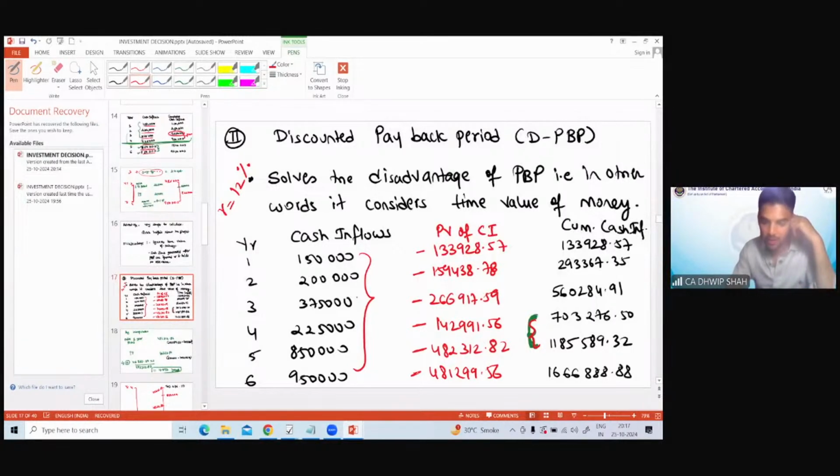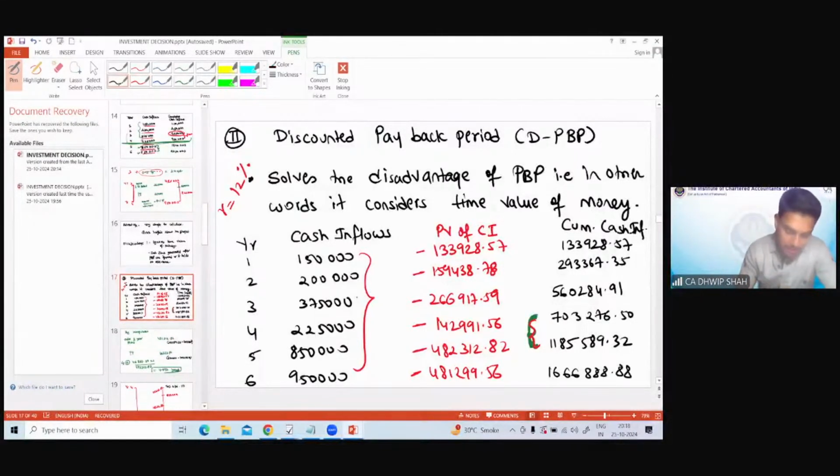The payback period ignores time value. It does not calculate present value. It directly takes cash flows to get cumulative cash inflows. But under discounted payback period, it considers the present value and then calculates cumulative cash inflows. This is the difference. Vinuta, did you get this now? I hope that is clear.